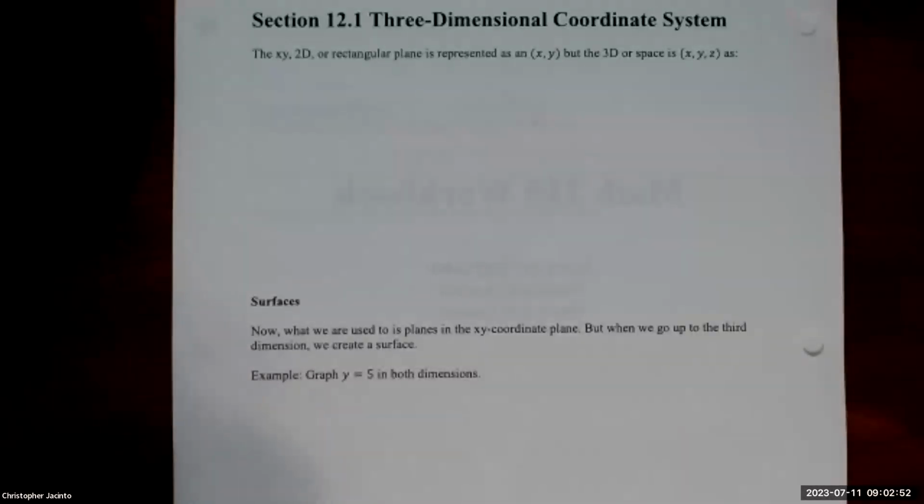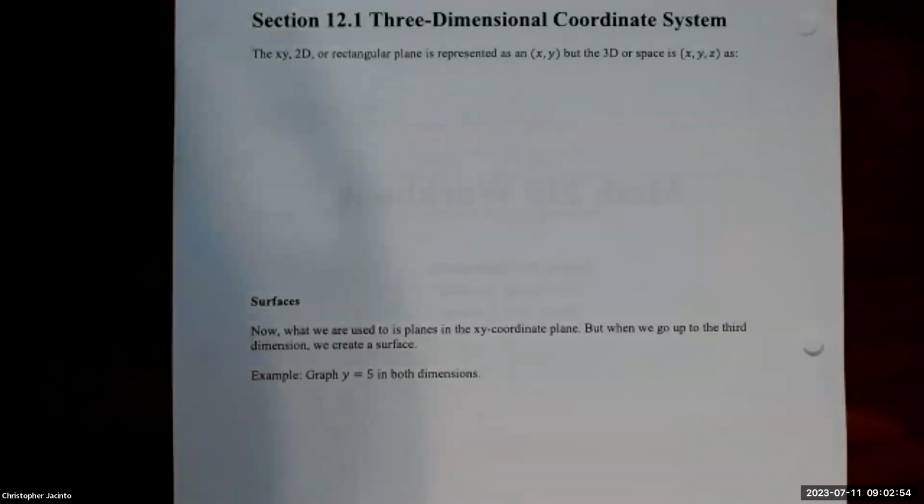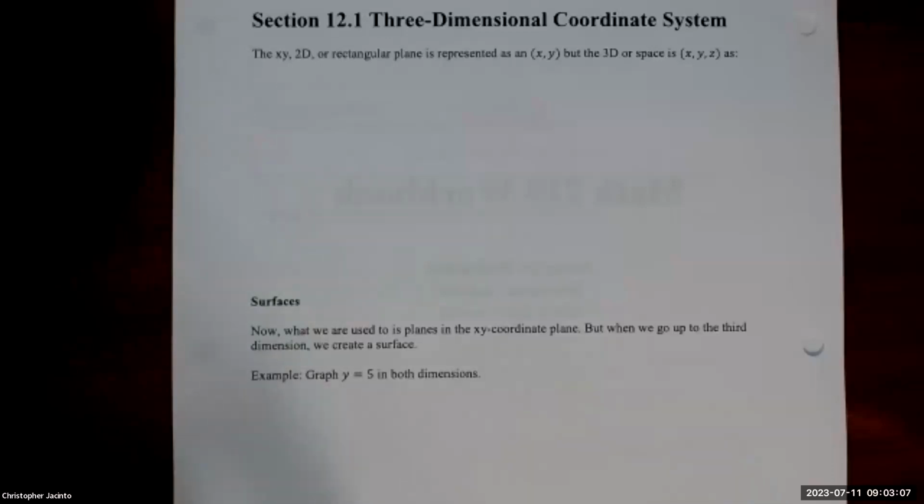First one. So, three-dimensional coordinate systems. All right, so we're used to the 2D, right? The XY plane or the rectangular plane. There's lots of different names for it: 2D, XY plane, rectangular plane, what's it called? Cartesian plane is another one. And as we know, each point is represented as an (x, y).